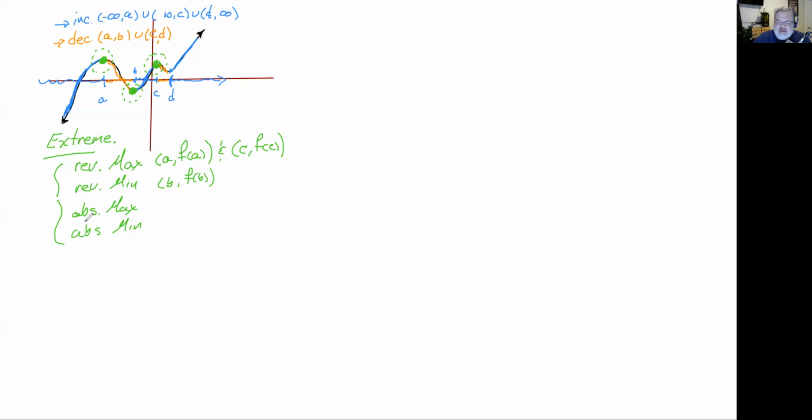We don't have any absolute mins or maxes because this is going to go down and down forever and up forever. We don't want to say it has an absolute max at infinity because infinity isn't a number. Infinity is a concept. So to say something has an absolute maximum, we have to be able to give that maximum a value. We can't give it a value here, so it has no absolute max, no absolute min. So I'm just going to say none.